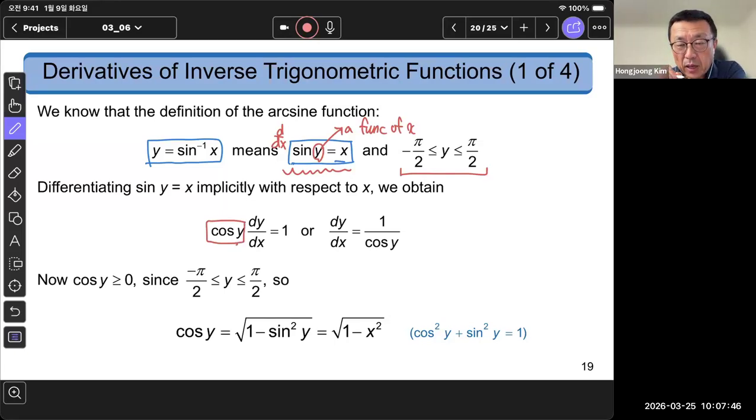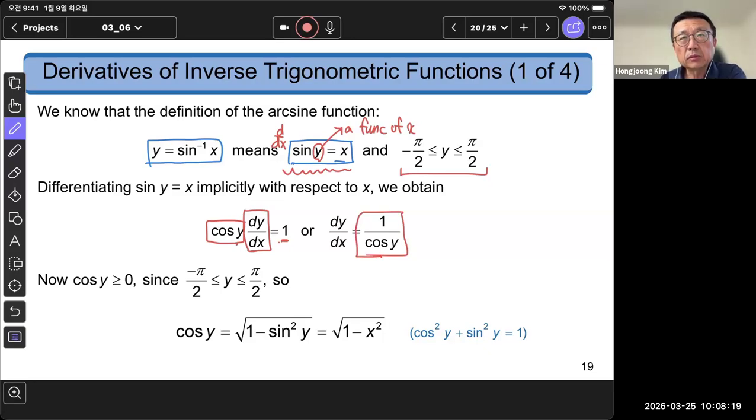That is the outer derivative of the outer function evaluated at the inner function. You multiply that with the derivative of the inner function, which is y prime. And that must be the derivative of the right hand side. So if I differentiate x with respect to x, you get 1. So dy/dx will be 1 over cosine y.